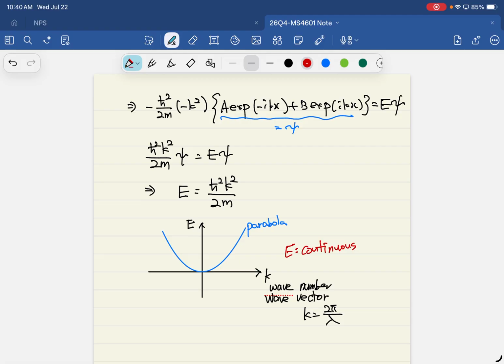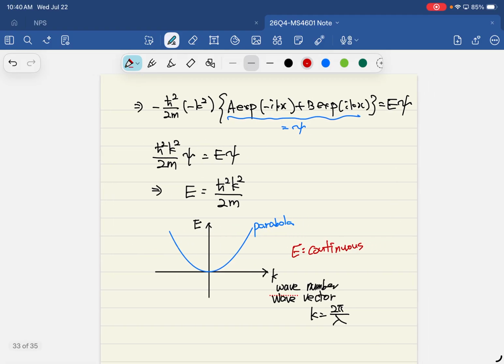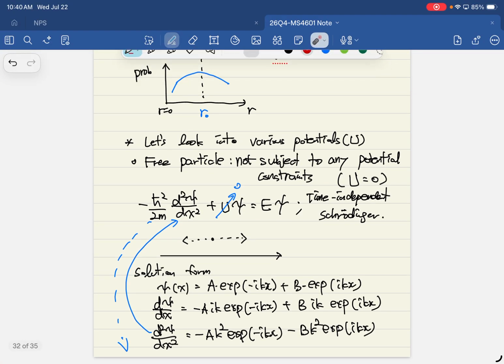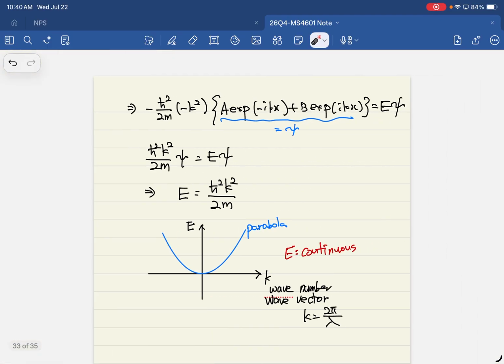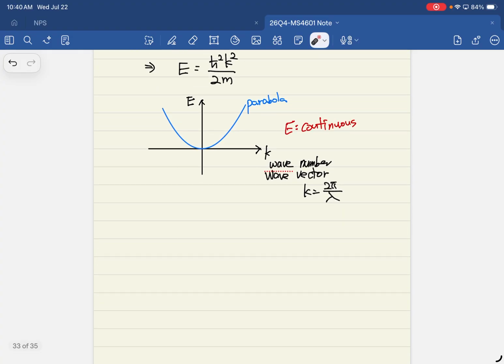So what that means is that for a free particle, what does it mean? When we don't have any potential constraint, that means energy can take any values. So in this sense, it's like just a bulk object. A bulk object can take any energies. Yes, please note that. And then we are going to move on here.